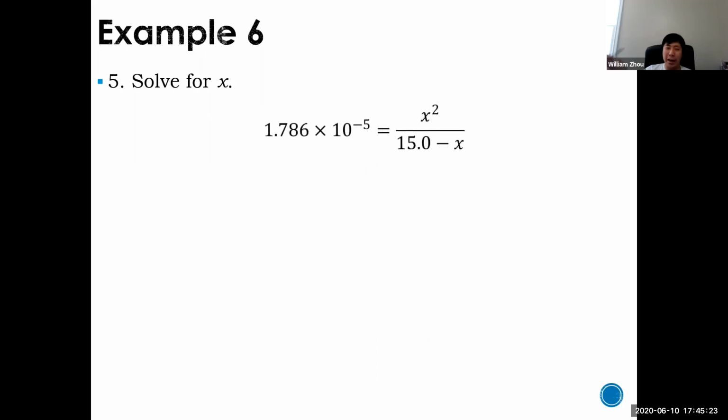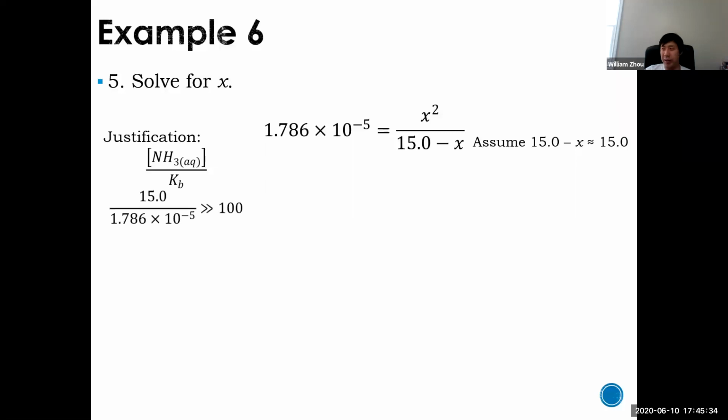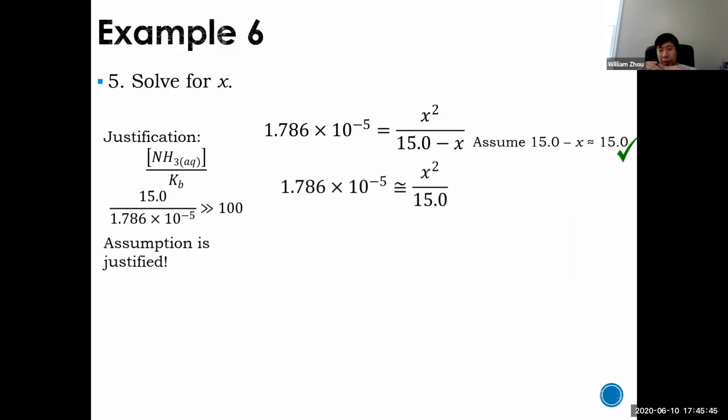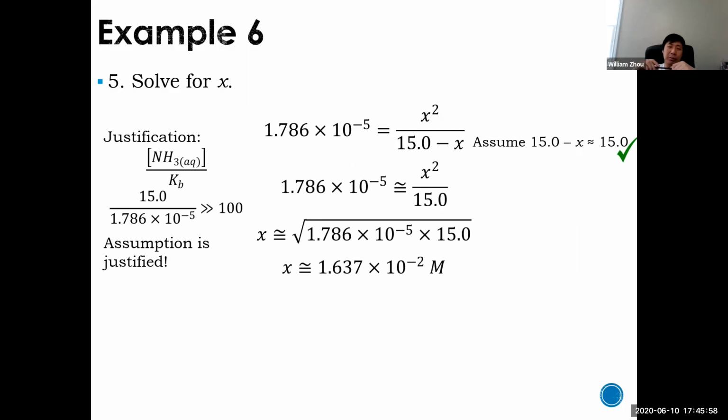Finally, you can solve for X. You have the Kb and you have the Keq expression. You plug everything in. You assume that X is a tiny, tiny number. 15 minus this number is insignificant. Okay, because 15 divided by 10 to the negative 5, yeah, that's a large number, greater than 100. So you justify your assumption. You simplify the denominator to just 15. You isolate and solve for X. It's the square root of Kb times the initial concentration. You can basically skip directly to this step if you're lazy. And X is 1.637 times 10 to the negative 2.